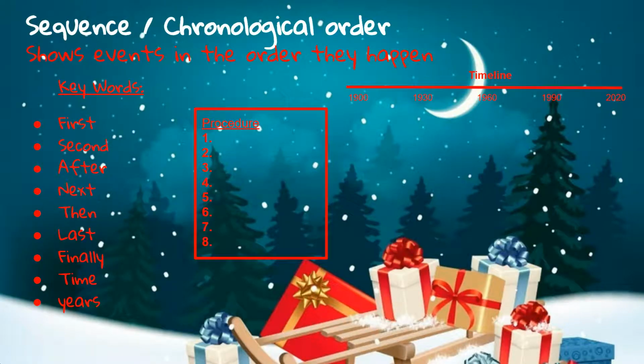Now let's look at sequence and chronological order. This encompasses several different types of text. First of all, any story about the life of someone, like a biography or an autobiography, is going to be told in chronological order. Any text about history is going to be told in chronological order. You will be able to tell because you will see the years in order. Okay, so you would be able to make a timeline of these events.